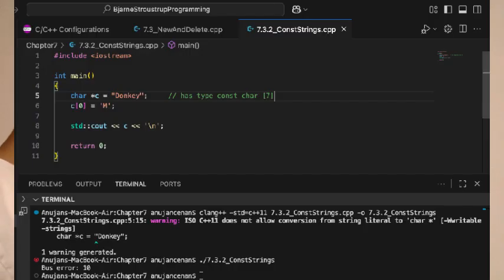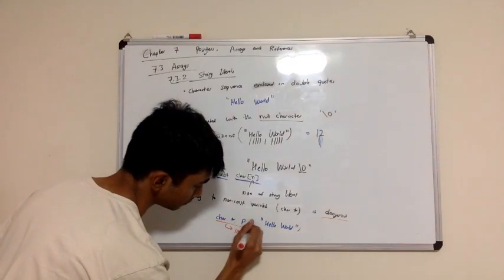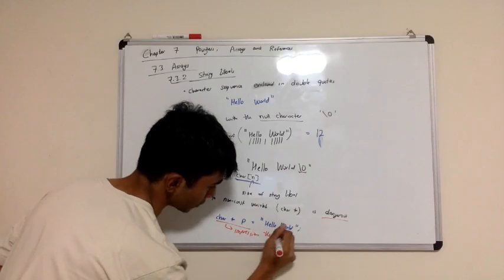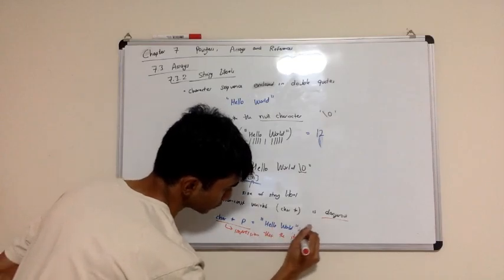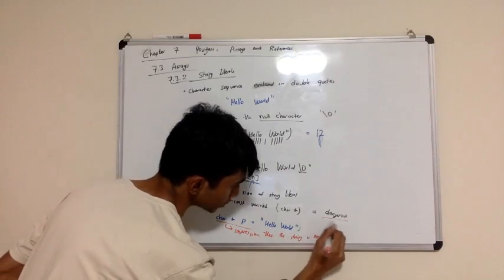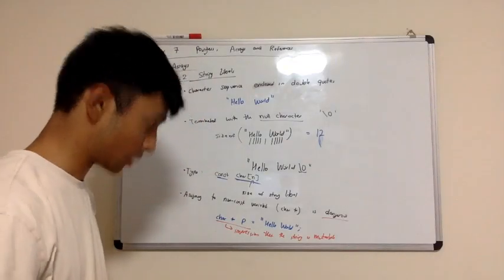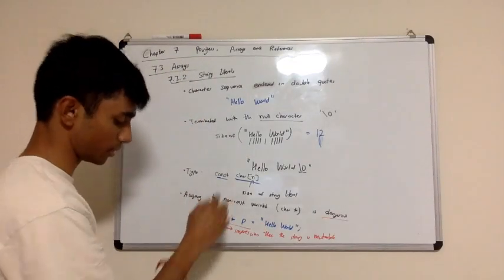But the reason why we say this is dangerous is because this expression here gives the impression that the string is mutable or changeable when it is not, because this thing here is of type const.